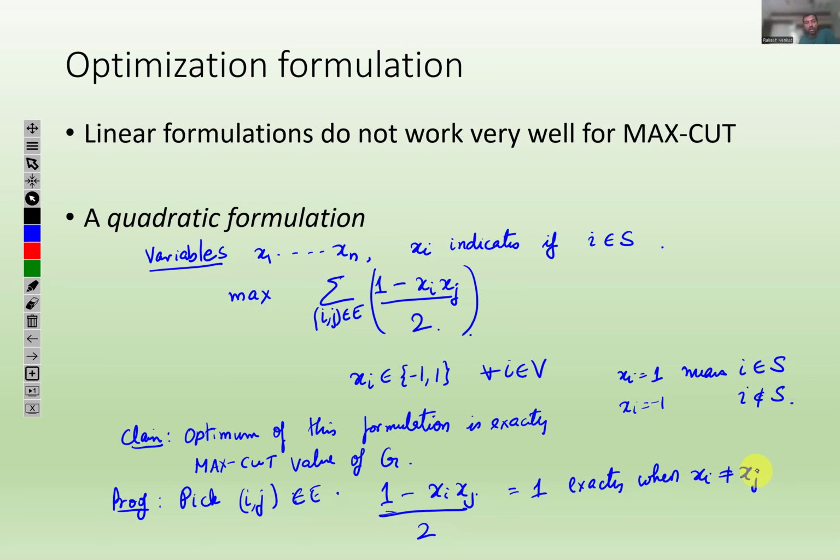So when xi is not equal to xj, that means xi is 1 and xj is -1, or xj is 1 and xi is equal to -1. When that happens, the numerator is 2, the denominator is 2. So you get exactly 1. Okay. However, when xi equals xj, this is 0. So any feasible solution corresponds to a set S, and the objective value on that feasible solution corresponds to the max cut value.